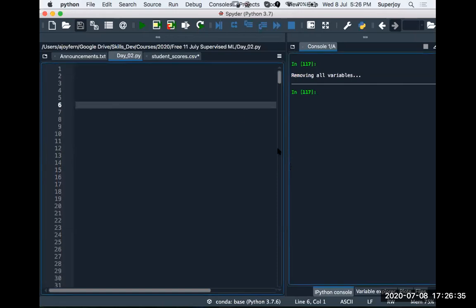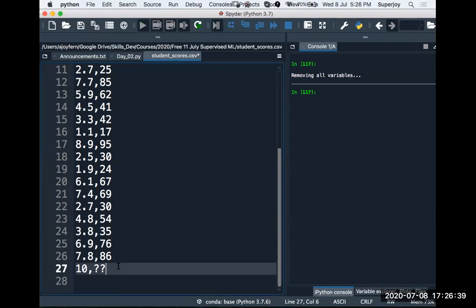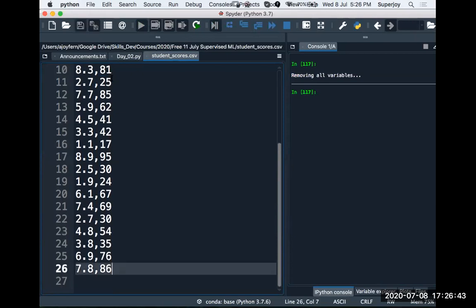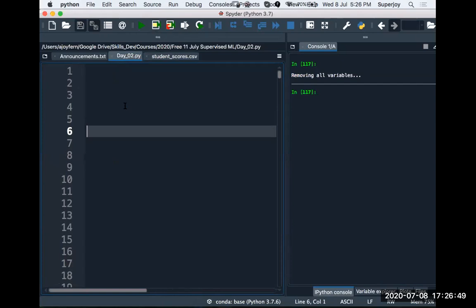So, how to load the data? What is the name of our file, guys? Studentscores.csv. So, let's remove this part. It was just used for explanation purpose. See this. So, we have this. Now, I'm writing the code in date2.py.